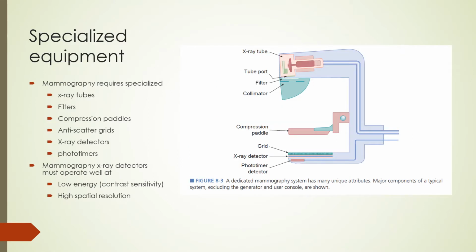Dedicated mammography X-ray equipment includes specialized X-ray tubes having special X-ray targets and filters, devices for compression, specialized grids to reduce scatter radiation, and X-ray detectors that have high spatial resolution and high contrast sensitivity. We also need phototimer detectors to control X-ray output. This figure shows a few of the components of a mammography system. The generator and operator console are not shown.